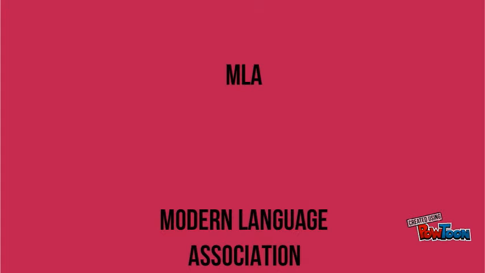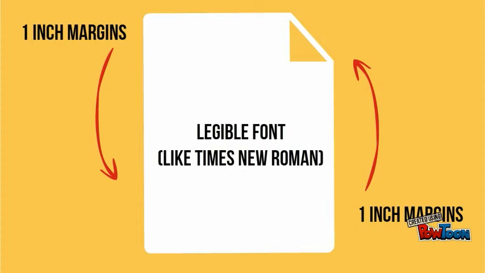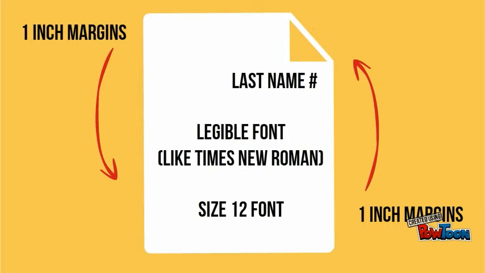MLA, which stands for the Modern Language Association, has some guidelines when it comes to creating research papers. Here are some points to help you format correctly. Use 1-inch margins all around. Use a legible font, such as Times New Roman, and use size 12 font. Your header, located at the top right of each page, should include your last name and page number.